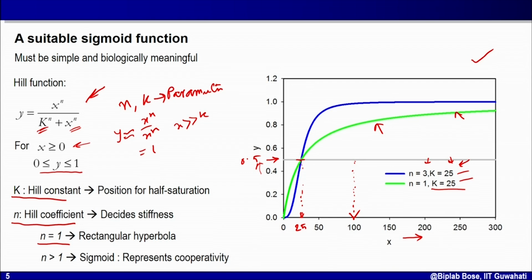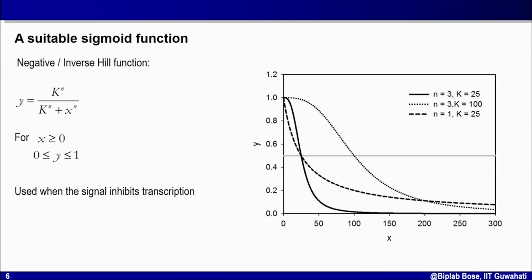So I have a simple function y equal to x to the power n divided by k to the power n plus x to the power n, and just two parameters. I can measure these parameters from experimental data and, depending upon the value of n and k, this function gives me a large number of sigmoidal behaviors. Now remember, for induction it is a sigmoidal rise. As the inducing signal increases, you have a sigmoidal rise in the output, the rate of transcription.